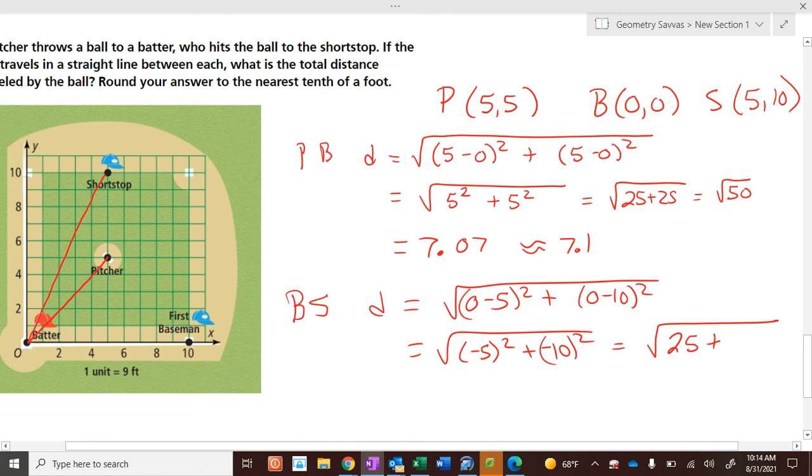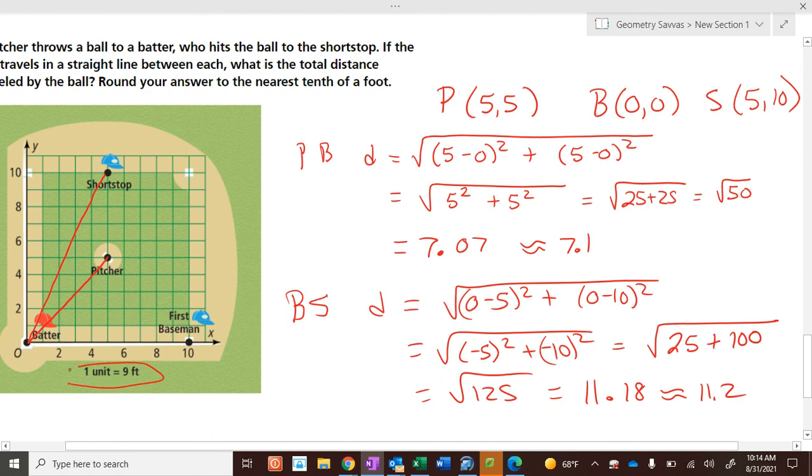What's negative 10 squared? 100. So we have the square root of 125, which is like 11 point what? It's just barely bigger than 11. 11.1 something. 11.18, which is approximately 11.2 rounded to the nearest tenth.